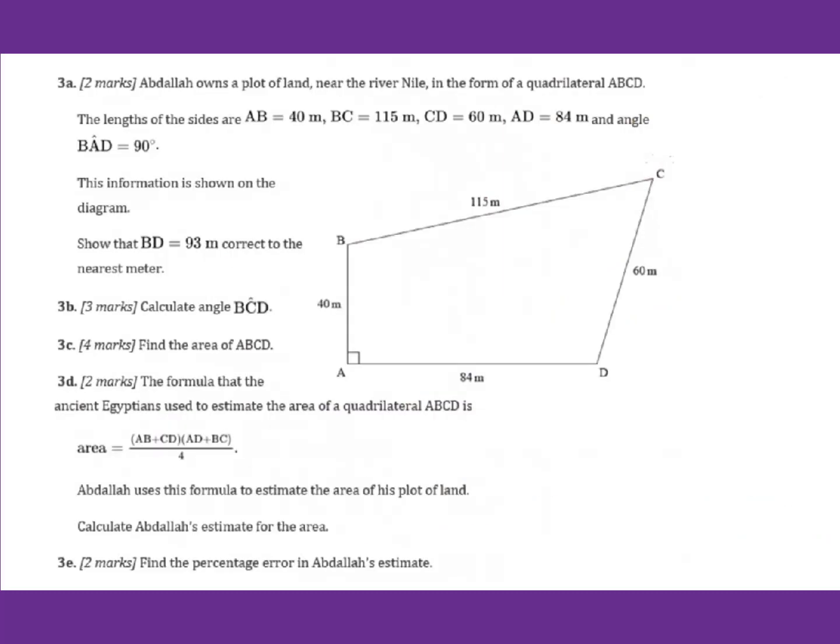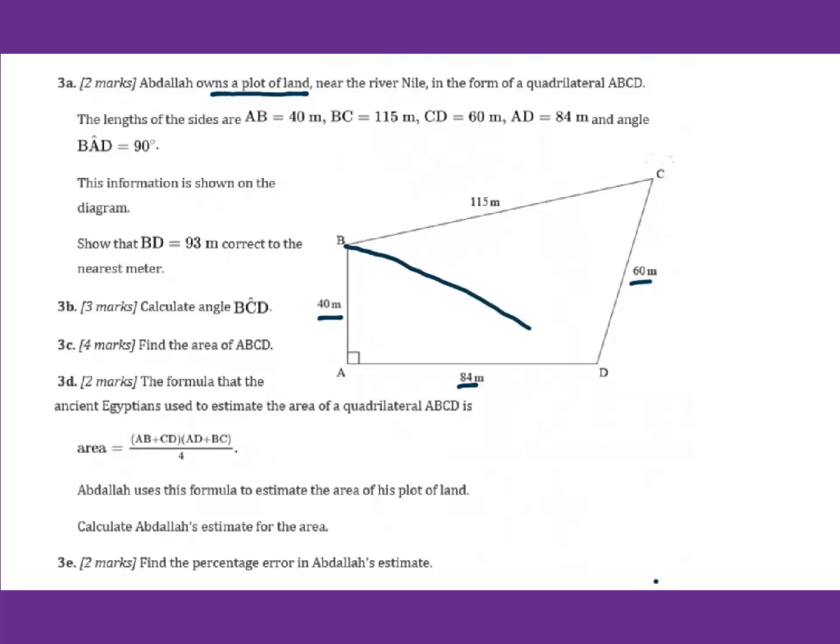Now let's go to 3A. This guy owns a plot of land near the river Nile in the form of a quadrilateral ABCD. The lengths of the sides are AB equals 40 meters, BC equals 115, CD equals 60 meters, AD equals 84 meters, and angle BAD equals 90 degrees. This information is shown on the diagram. Show that BD equals 93 meters correct to the nearest meter.